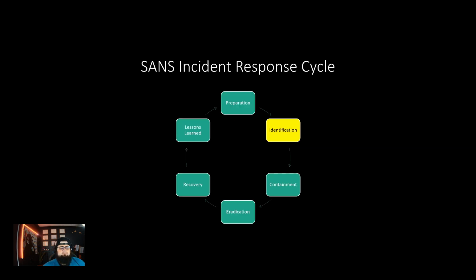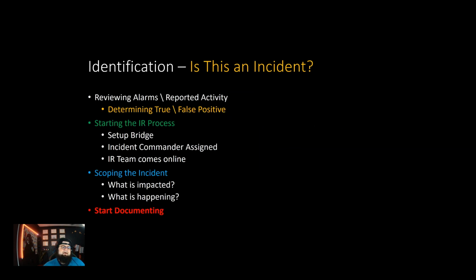In the last video, we talked about preparation, which is just the training and getting ready for an incident, really trying to understand what your internal process is going to be, who's engaged, what the process looks like, things like that. Identification is really about determining if this is actually an incident. What are we looking at? What's the impact of it? And where do we go from here?